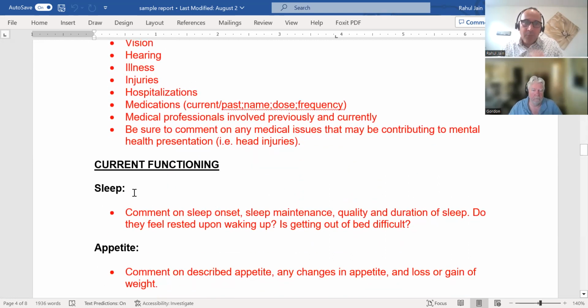Current functioning, very important. So this will give you so much information. So in current functioning, we always ask questions about sleep. So we ask a question about sleep onset, sleep maintenance, quality of sleep. What time do you go to bed? How long does it take you to fall asleep? Do you sleep through the night?